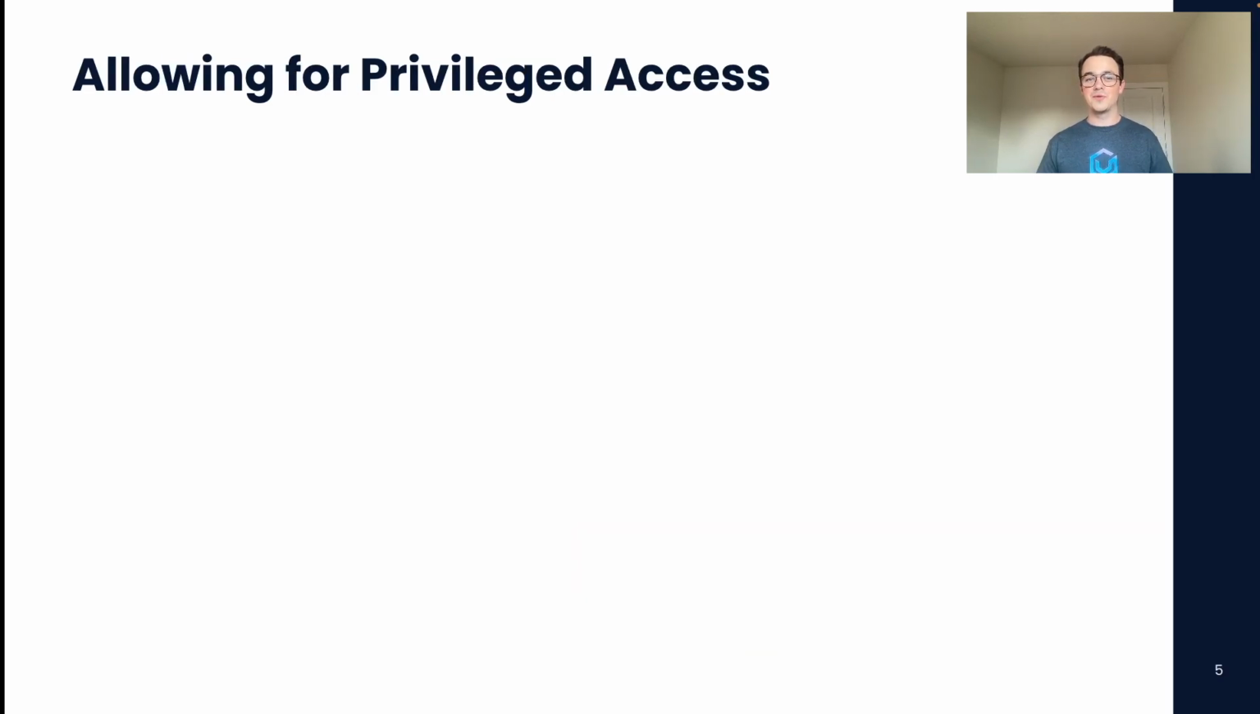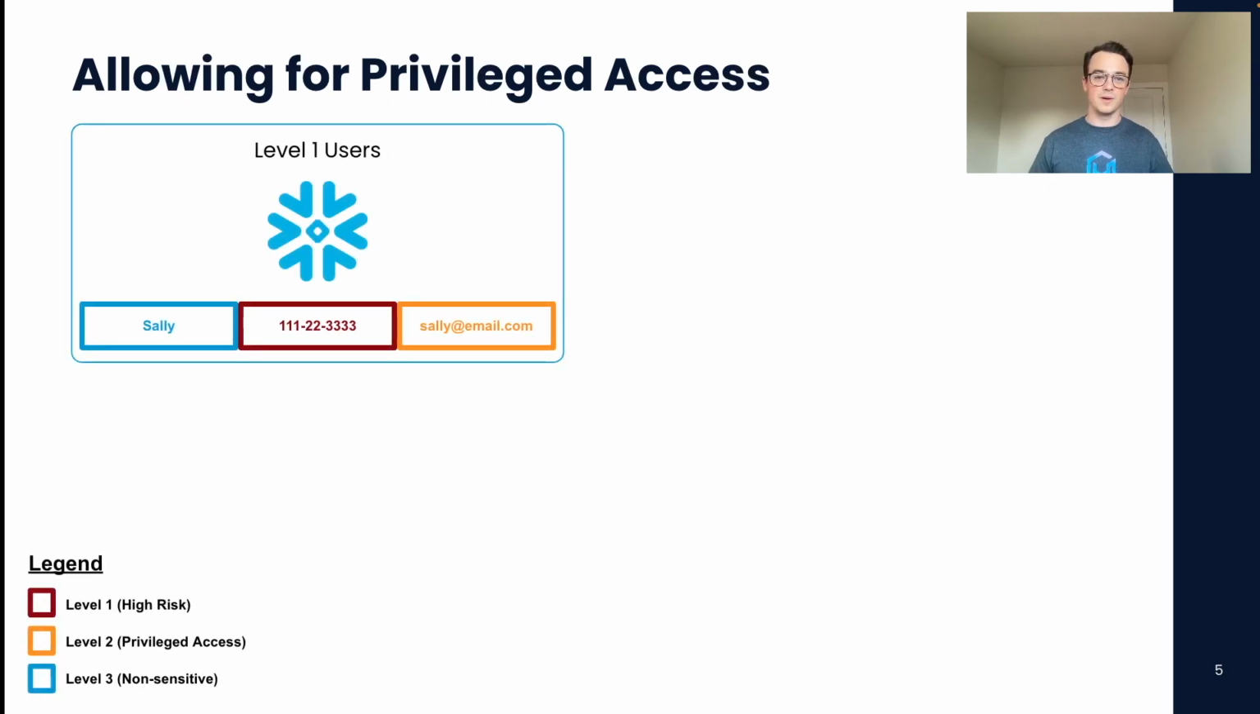Now, how do we allow for privileged access so that some users can get access to that original social security number, but other users can only get access to that tokenized format? Here, using the VGS native app, we can configure different levels. Here I have an example of what a level 1 user can see. And as you can see, they can see all of the different fields in the raw. So they can see name, social security number, and email address.